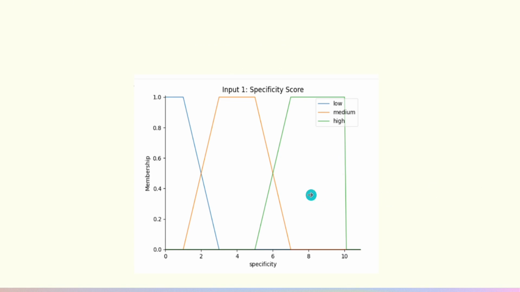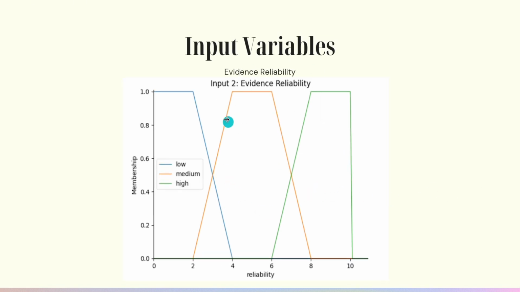So for the second graph, which is the evidence reliability with a domain from 0 to 10, higher values mean more trustworthy evidence. The low reliability, which is 0 0 2 4, corresponds to tier 3 evidence. Medium reliability, 2 4 6 8, represents tier 2 evidence, and high reliability, which is 6 8 10 10, represents tier 1 evidence. The overlap between these membership functions allows gradual transitions instead of sudden changes in reliability.